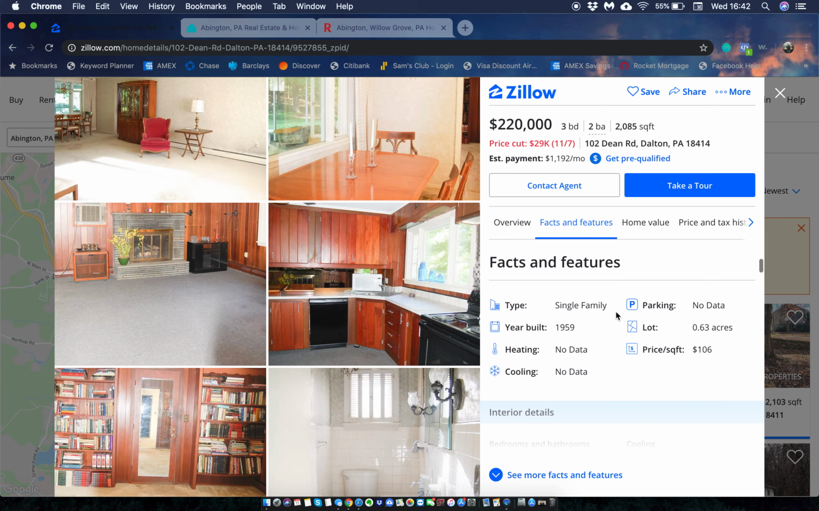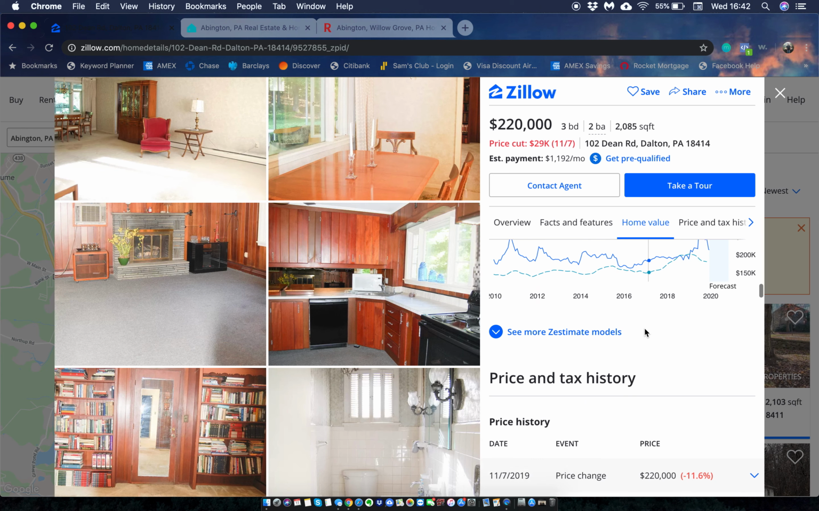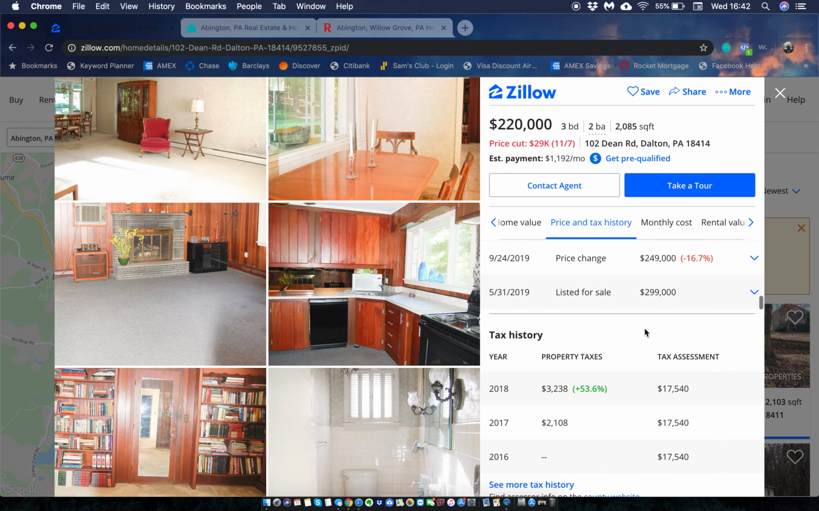But let's just say, for example, again, you like this house, you scroll down, you're going to look at the approximate values of the house. You also want to look at the tax history. This tax history is going to show you how much you're going to pay in property taxes. This is a huge, huge component when you're looking at how much money you can afford to buy on a house, because if you're looking in the suburbs, more typically, the taxes are higher than if you look in the city.